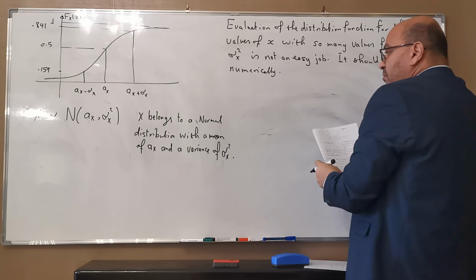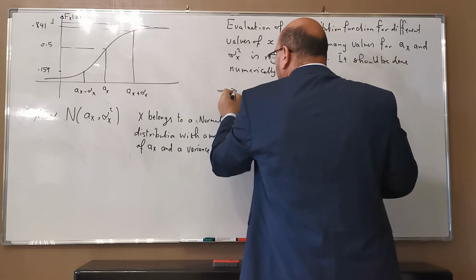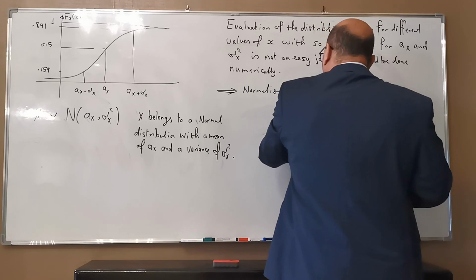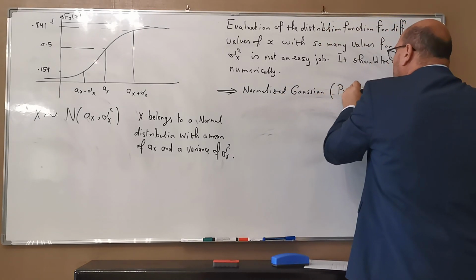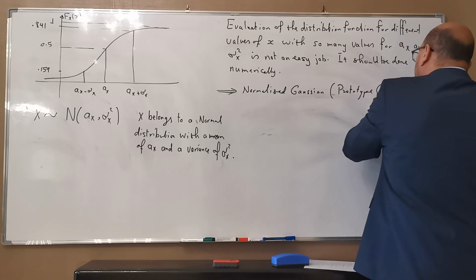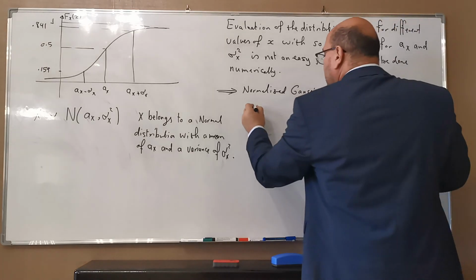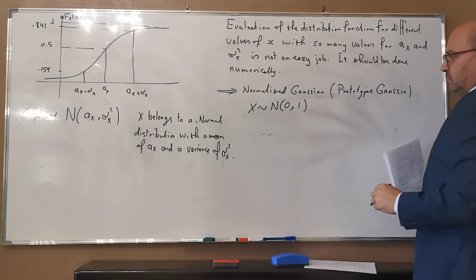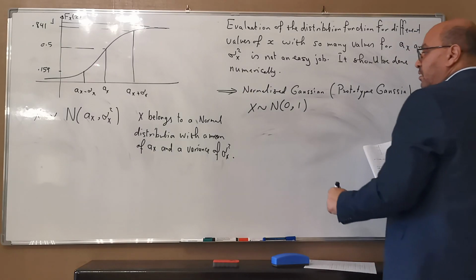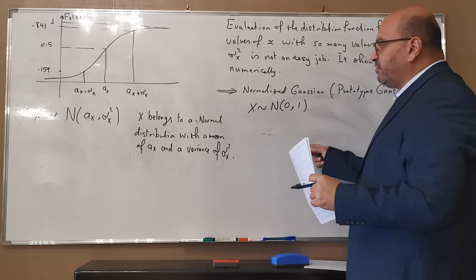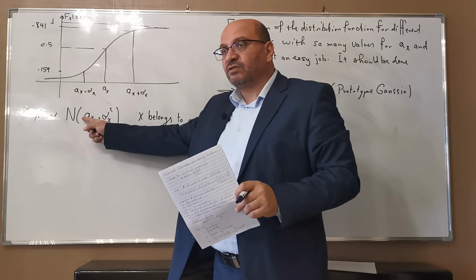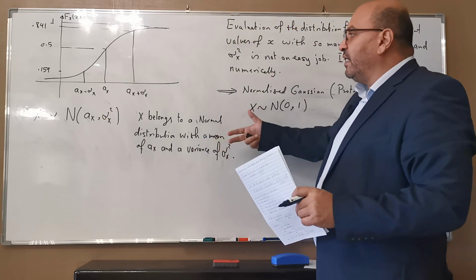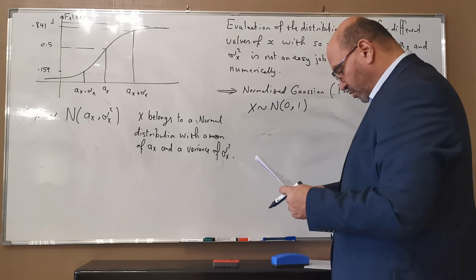This prototype is the normalized Gaussian, or we call it the prototype Gaussian, where x belongs to a normal of zero mean and unit variance. So we'll take this one and make it our reference always. Whenever you have a Gaussian, you have to transform this Gaussian from its mean and its variance to a zero mean and unit variance, and then find the numerical solution that you are looking for.